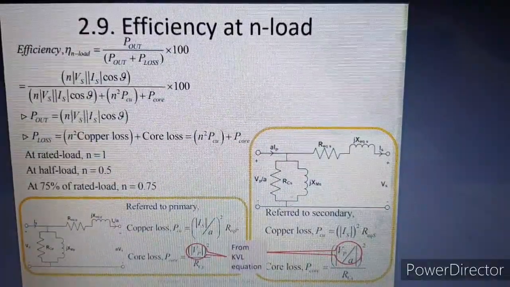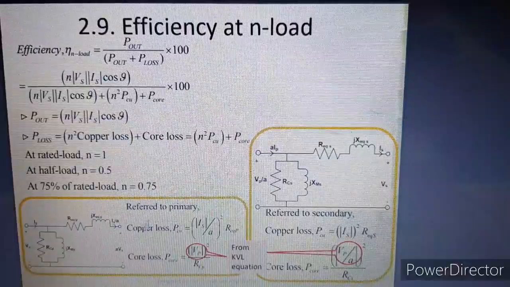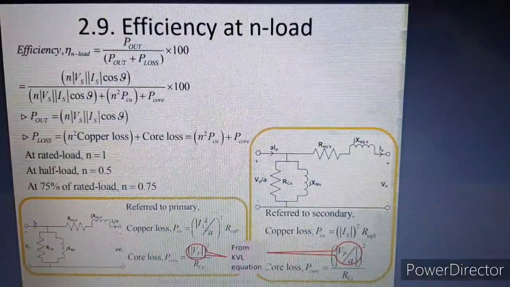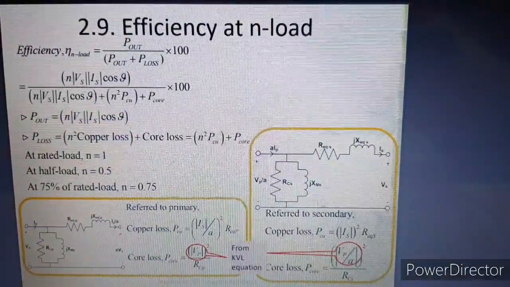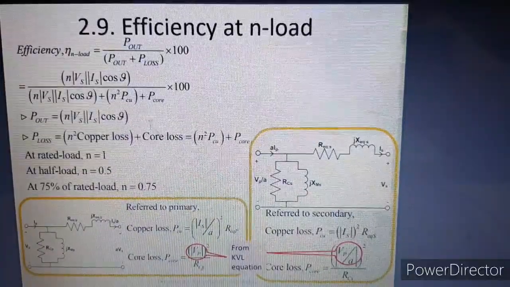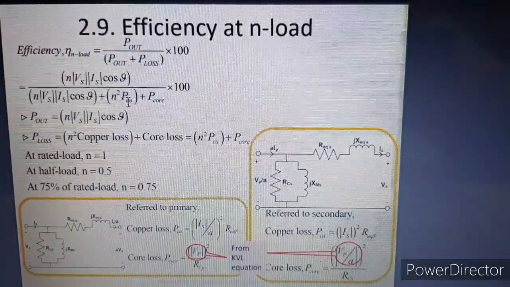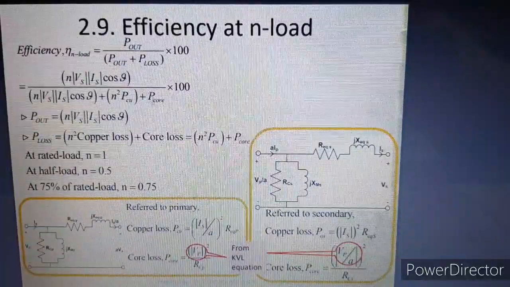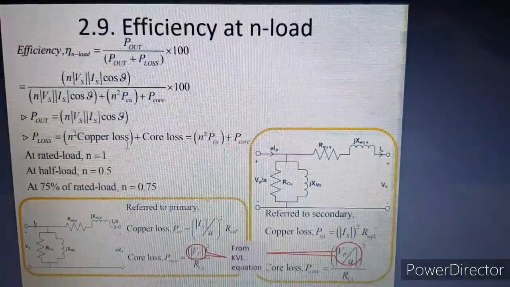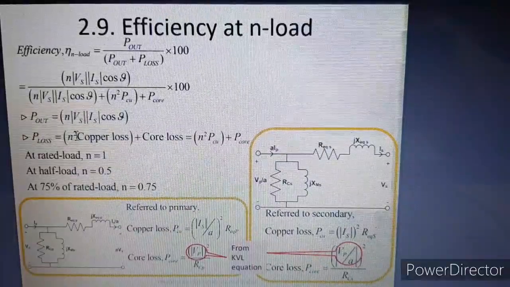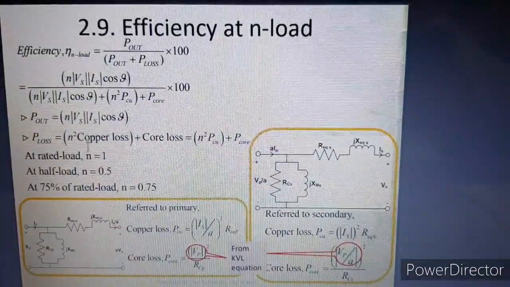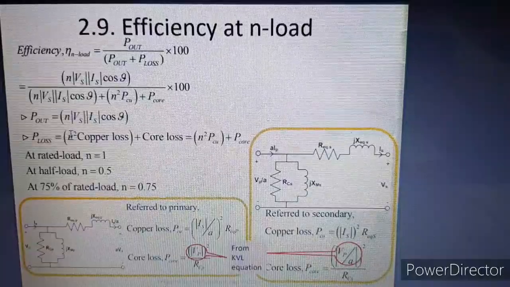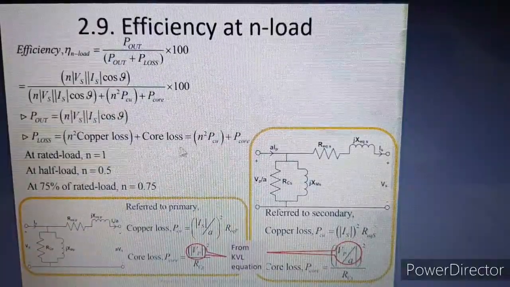Now, if you look at the formula, we have IS inside the formula, right? And the current is squared. That's why when we calculate copper loss, we have to multiply it with N squared, because your current is also squared. Alright, moving on to core loss.